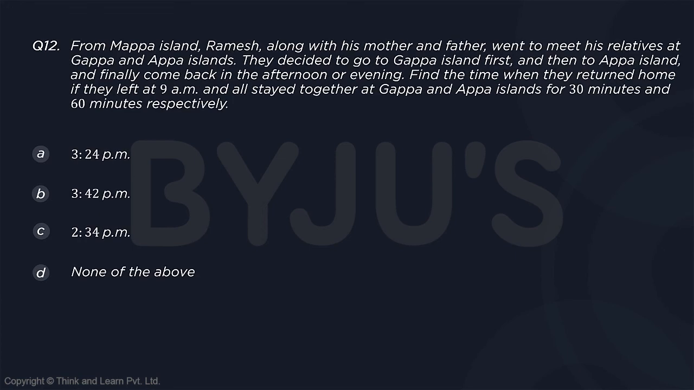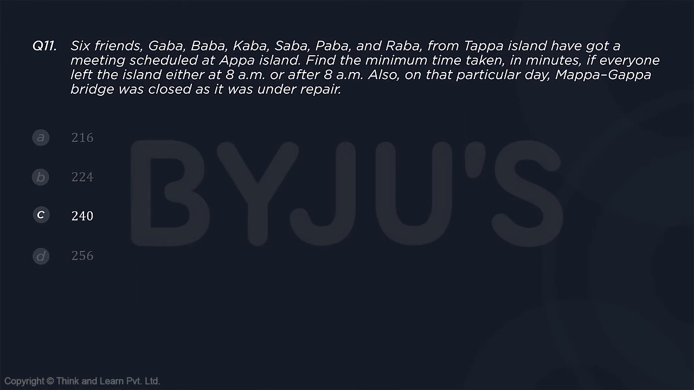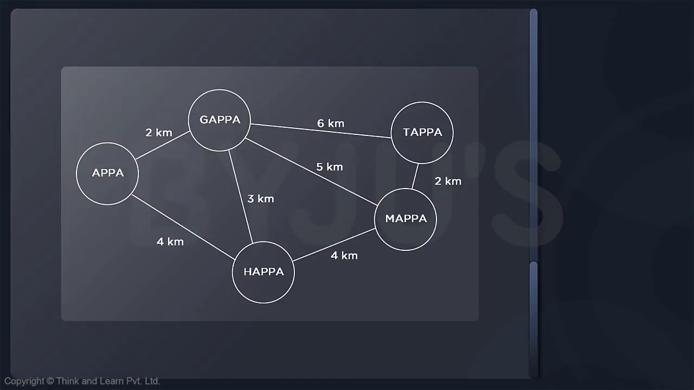Right? Right. So the last question in the set, we are talking about this time 3 people, Ramesh along with his parents. They are supposed to go from M to G, then wait here for 30 minutes, then G to A, wait here for 1 hour, and then A to M. So we need to look at going from M to G first for all 3. So let's start with that, M to G, G to A, and A to M.